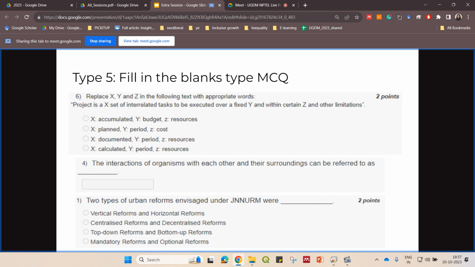So pay very close attention to questions in which you might need to fill in the blanks, or you might enter the word or the string for fill in the blanks.